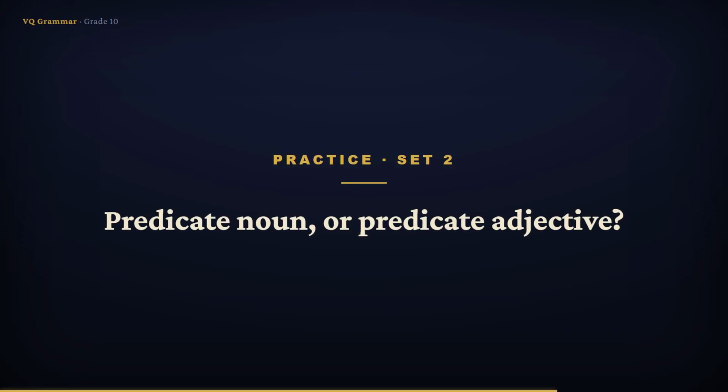Every sentence in this second set already has a linking verb in it. Your job is to look at the word on the other end of the link and decide, does it rename the subject, which makes it a predicate noun, or does it describe the subject, which makes it a predicate adjective? Pause and try each one before I answer.